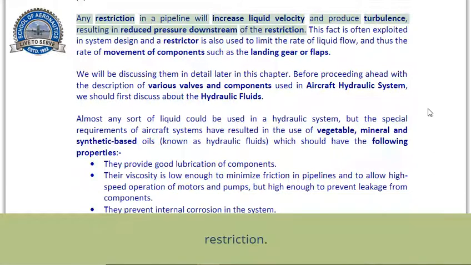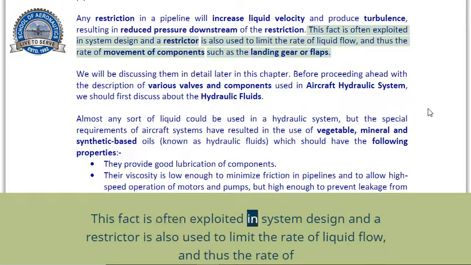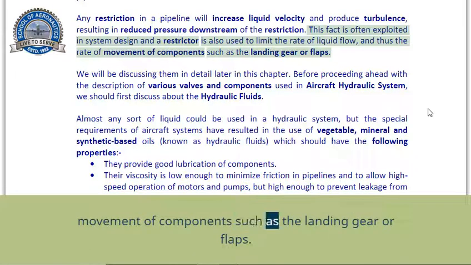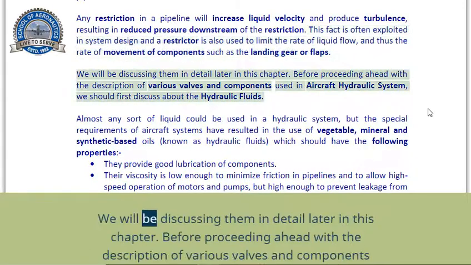Any restriction in a pipeline will increase liquid velocity and produce turbulence, resulting in reduced pressure downstream of the restriction. This fact is often exploited in system design, and a restrictor is also used to limit the rate of liquid flow, and thus the rate of movement of components such as the landing gear or flaps. We will be discussing them in detail later in this chapter.